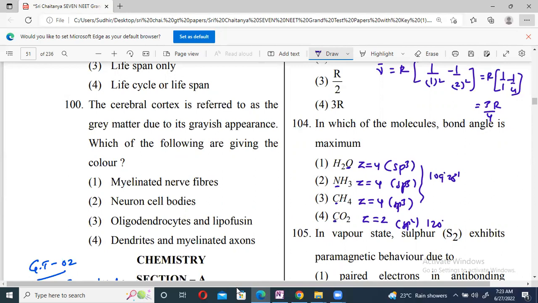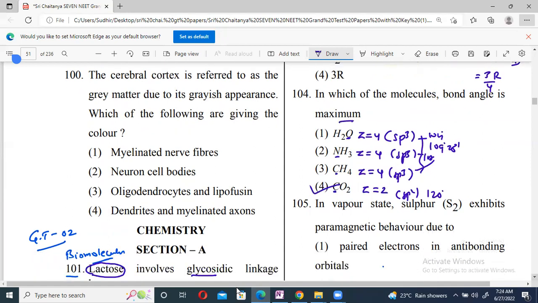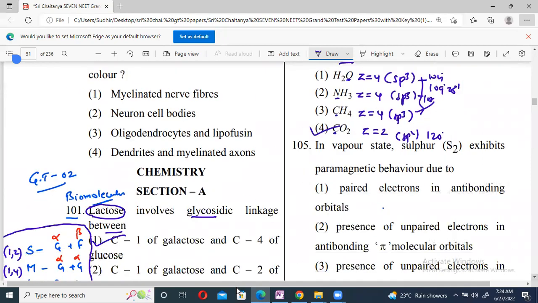Actually 109 degree 28 minute for methane. For ammonia, it is 107. For water, it is 104. They are asking maximum bond angle, CO2, 180, based on the hybridization we got.